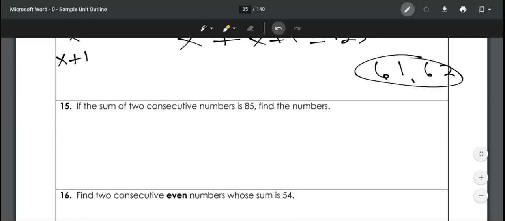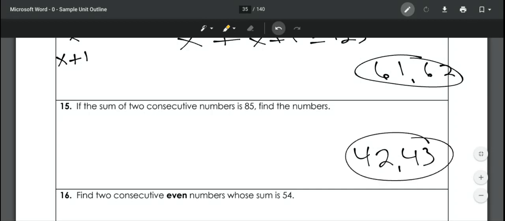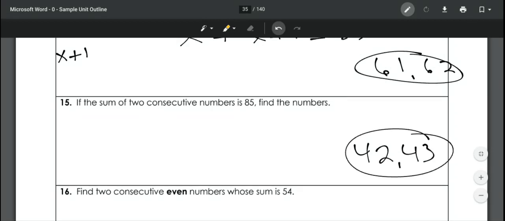Okay, the next one, you can pause it and do it right now before I am about to give you the answers, but you should be getting 42 and 43. So make sure you're able to get that.